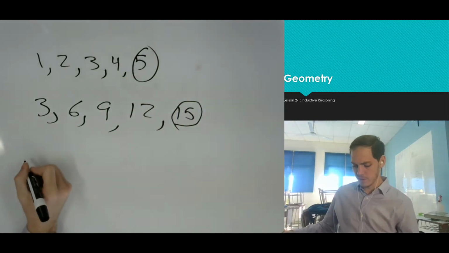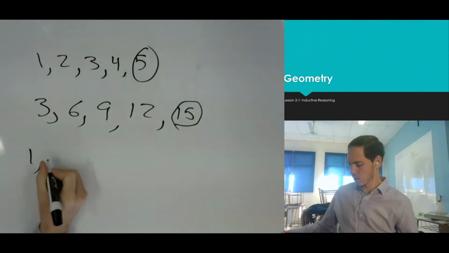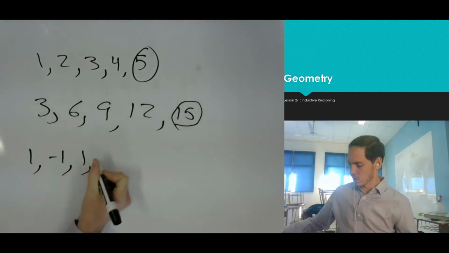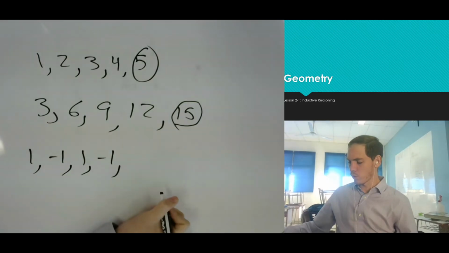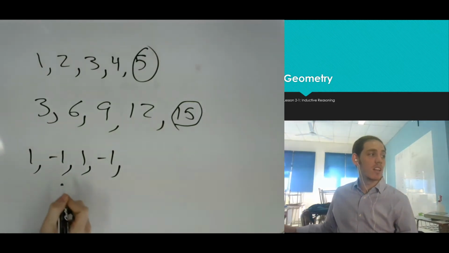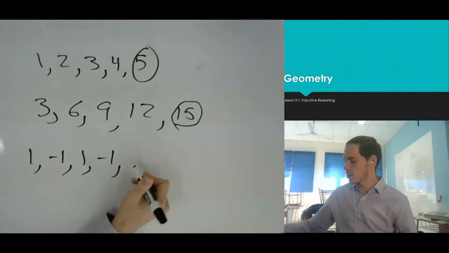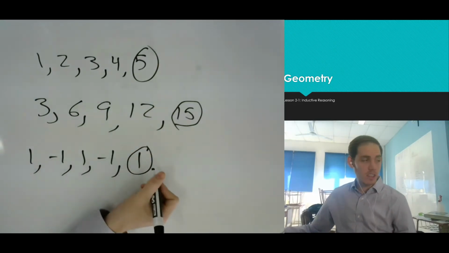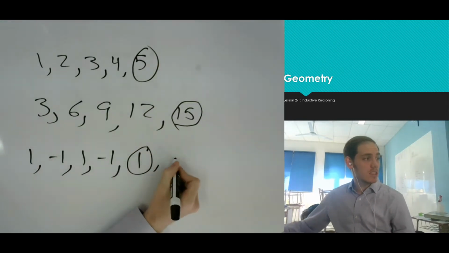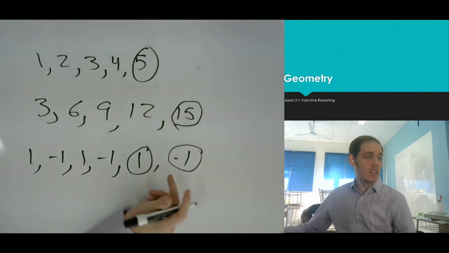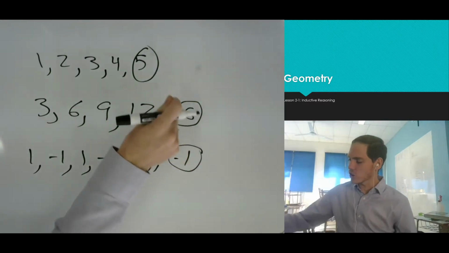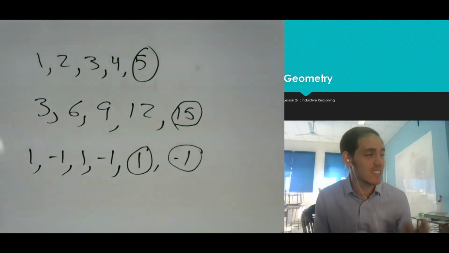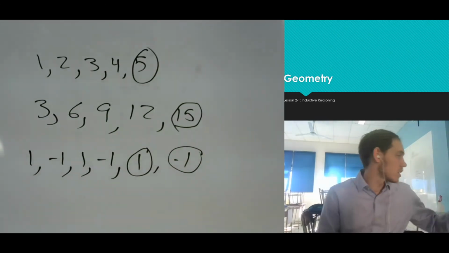What about this one? What would our conjecture be? 1, then negative 1, then 1, then negative 1, then 1. This would be our conjecture, okay? What would another conjecture be? That negative 1 would follow, okay? These circles are conjectures, okay? This is key for what we are going to be talking about today.